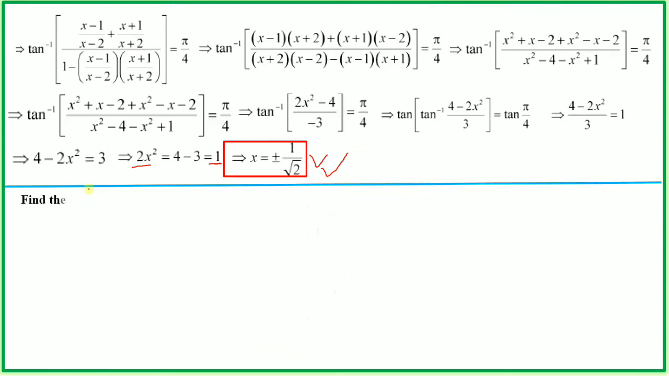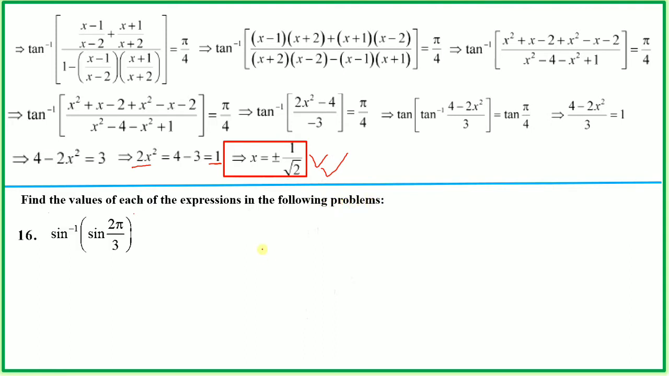Let us start the next one. Find the values of each of the expressions in the following problems. What are the problems? The first is sine inverse sine 2π by 3. Now you need to understand here, we had explained the principal value branches for sine inverse, tan inverse and cosec inverse, and another one for cos inverse, sec inverse and cot inverse.